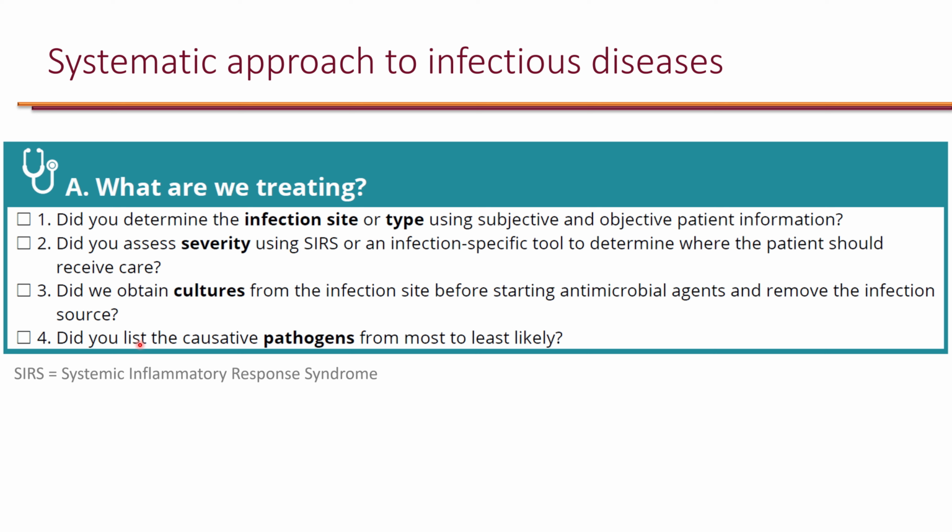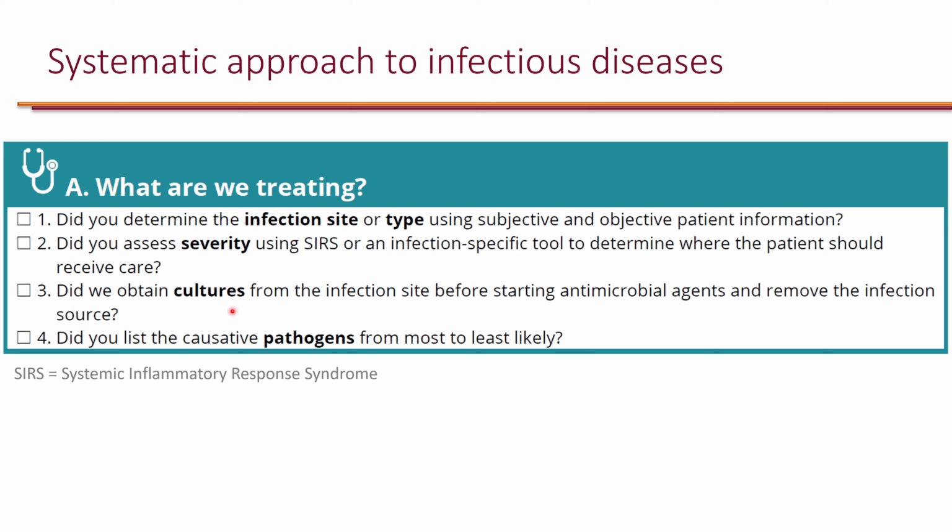And fourth, did you list the causative pathogens from most to least likely? Initially, before we actually identify what's growing in the specimen, it's a guessing game. So based on the signs and symptoms and the infection, we have to guess what's the most likely pathogen so that we can target those pathogens empirically before we actually find out what's causing the infection.